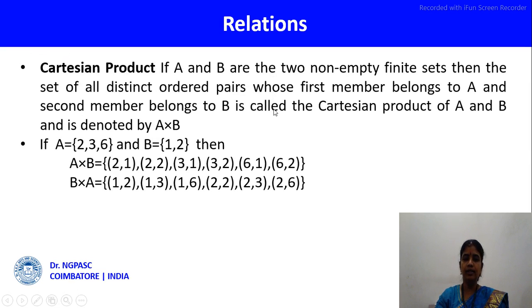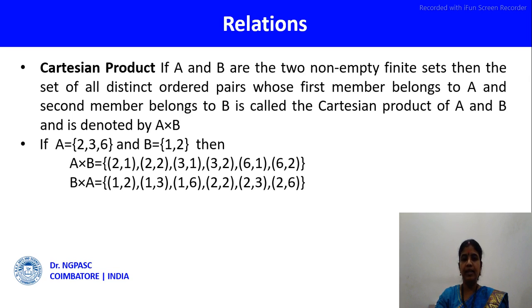Cartesian product: if A and B are two non-empty finite sets, then the set of all distinct ordered pairs whose first member belongs to A and second member belongs to B is called the Cartesian product of A and B. It is denoted by A cross B.